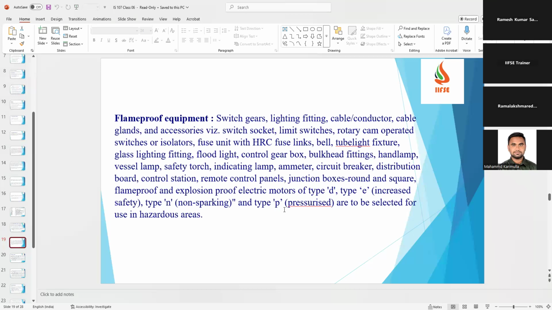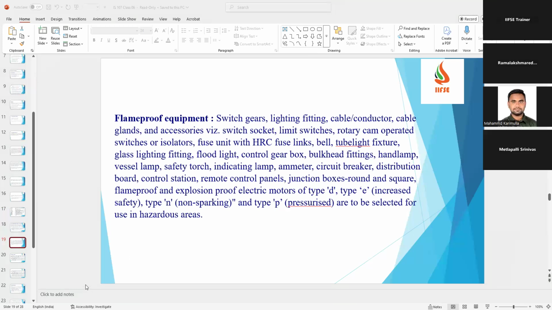Anybody can give a quick answer for my satisfaction? Zone 0, zone 1, and zone 2. Zone 0 is the place where continuous gas is present, sir. Yes. And zone 1, occasionally, like a blowdown area, there may be chances. Zone 1 like the scrubber area, sir. Okay.